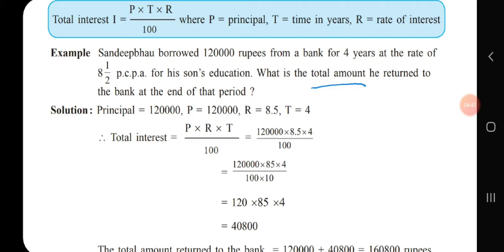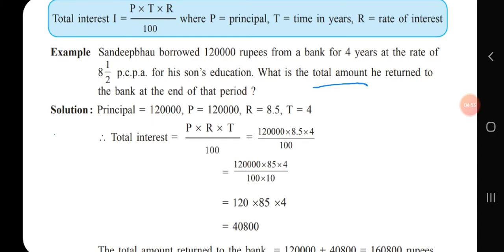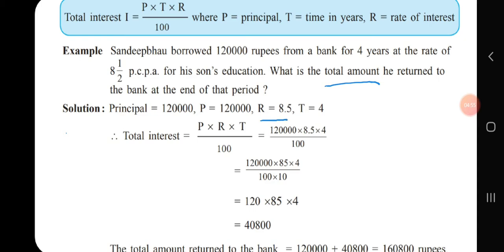So first we will identify which values are given. 1,20,000 is principal. R is 8.5, means 8.5 rate of interest, and T is time period. So we will put the values in the formula. I is equal to P into R into T divided by 100. So it will be 1,20,000 into 8.5 into 4 divided by 100.